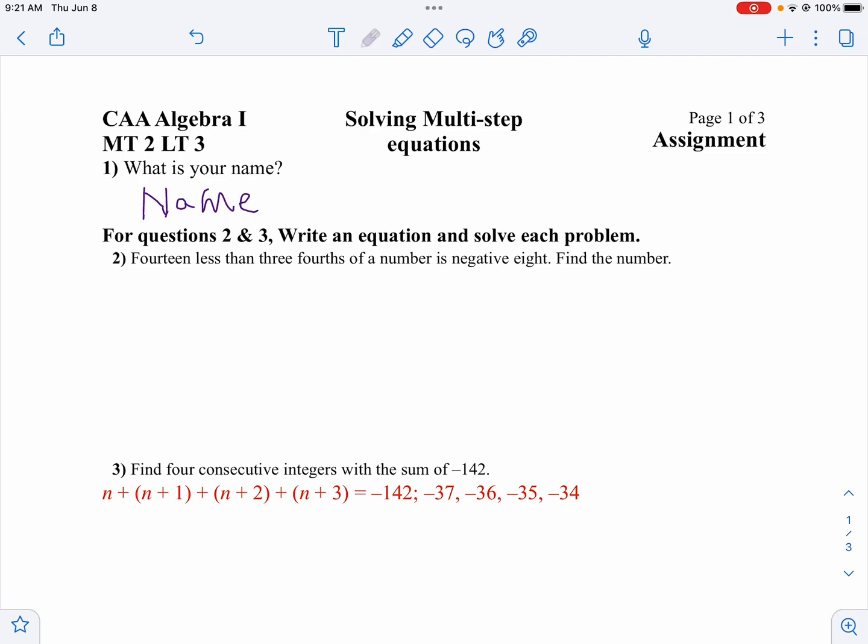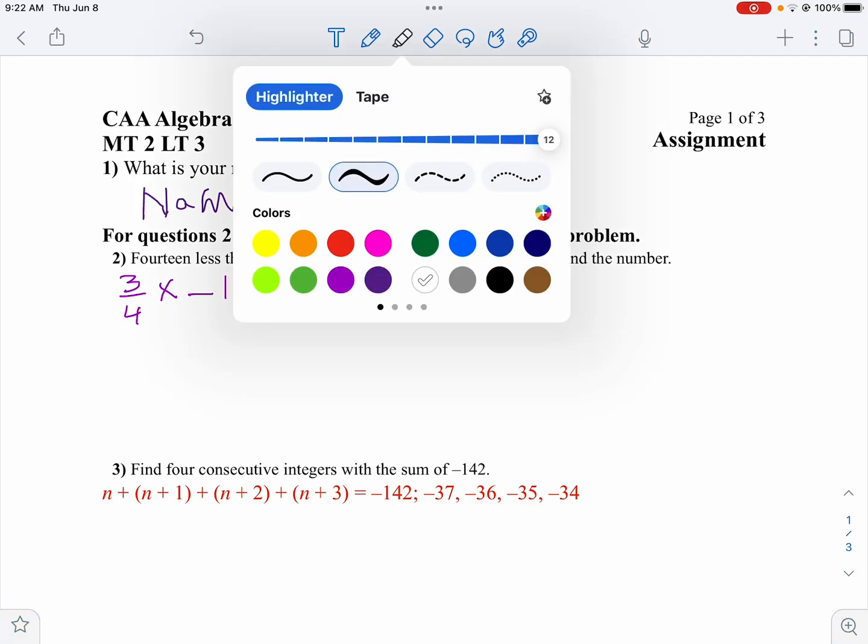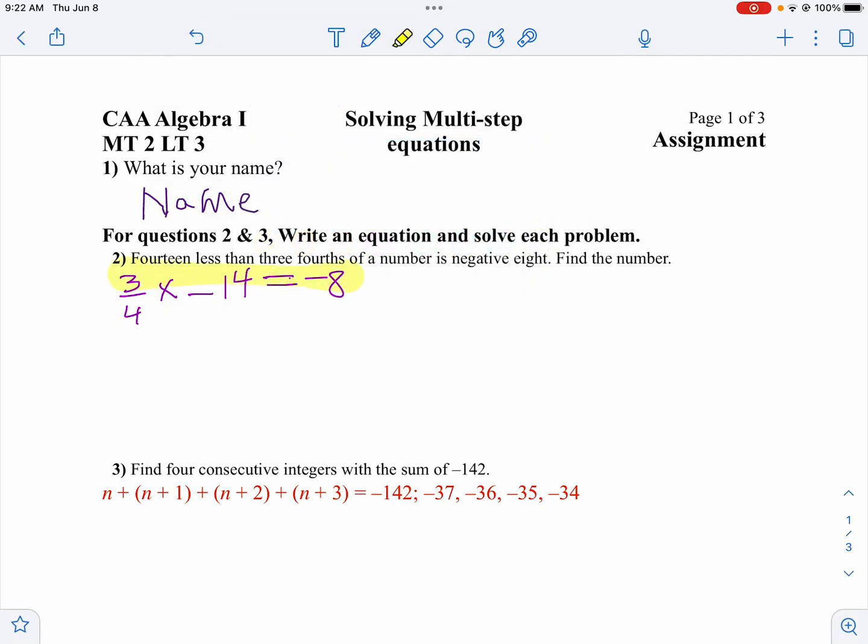Now on question number 2, we want to write an equation. 14 less than, so that means I'm going to subtract 14 from something. 3/4 of a number, so I'm going to say 3/4 x, and that equals -8. So that's the first part of this question, I want you to give me the equation.